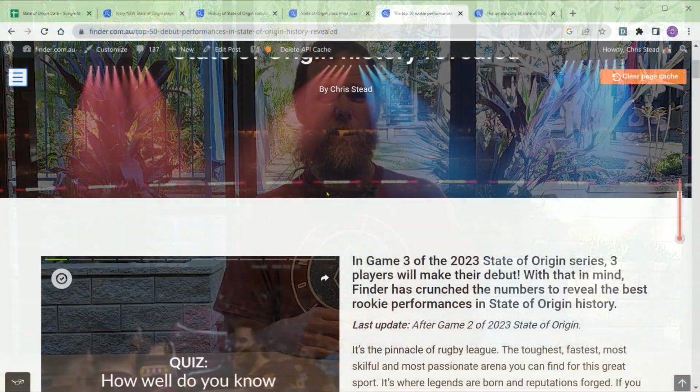And they were trying to find some sort of unique content angle to help them stand out. Now, I got involved with the project being a Rugby League tragic and started working on that content. And the idea at the time was in 2018 there was a huge amount of rookies in the State of Origin team. I think there was 11 from memory in the New South Wales Origin team for game one.